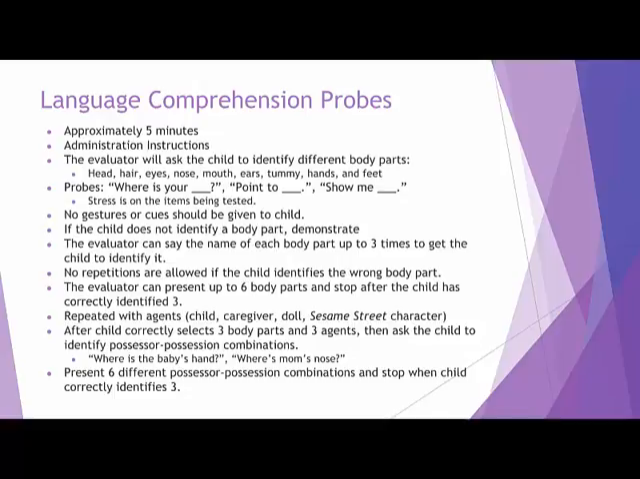If the child correctly selects 3 different body parts and 3 different agents, then the evaluator will ask the child to identify possessor-possession combinations using the body parts and agents that the child had previously identified. For example, the evaluator will ask the child, "Where is the baby's hand?" or "Where is mom's nose?" The evaluator may present up to 6 different possessor-possession combinations and stop when the child has correctly identified 3.